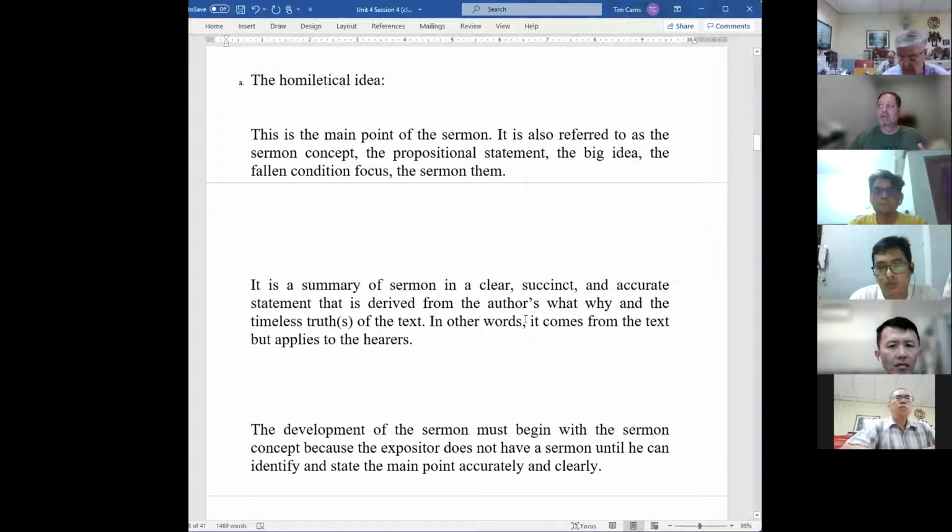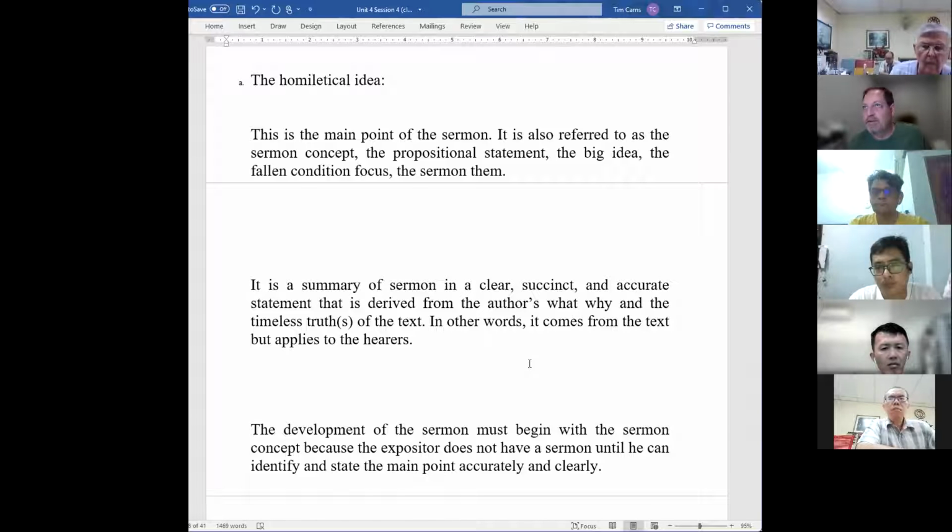Okay, until you can state clearly what is the homiletical idea of your sermon, what is the main point, you need to be able to say that in a clear, short, memorable statement. If you don't have that statement, you're not ready to go into writing the sermon or putting the sermon together. You've got to know, where are you headed?